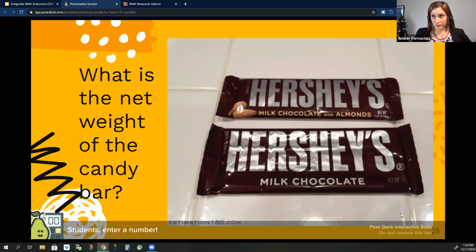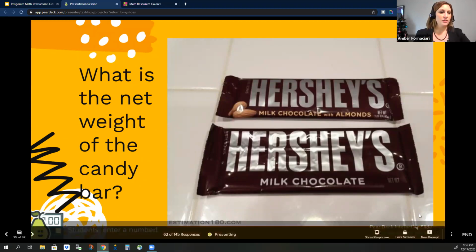Part of what I love about Estimation 180 is that he has these series of estimations. So you can use them as a one activity, a quick thing. I have used this one in my presentation, but I've also used this in my classroom every day as they come in for the week: let's do an estimation activity. I also love that a lot of his are themed too.